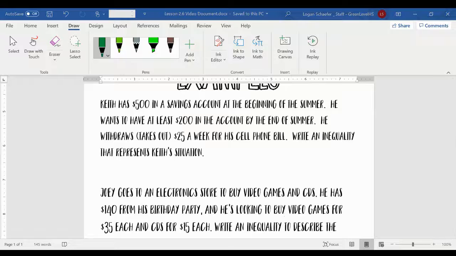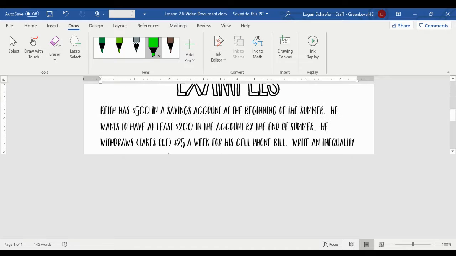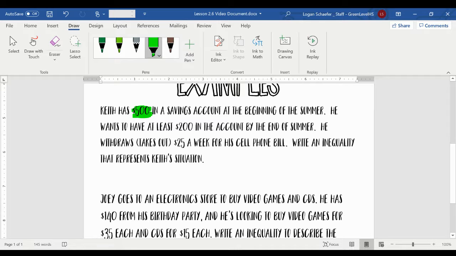All right, we're now going to look at an example. It says Keith has $500 in a savings account. I'm going to highlight $500 because that is extremely important here. Okay, next thing I'm going to do is continue reading. It says Keith has $500 in a savings account at the beginning of the summer.